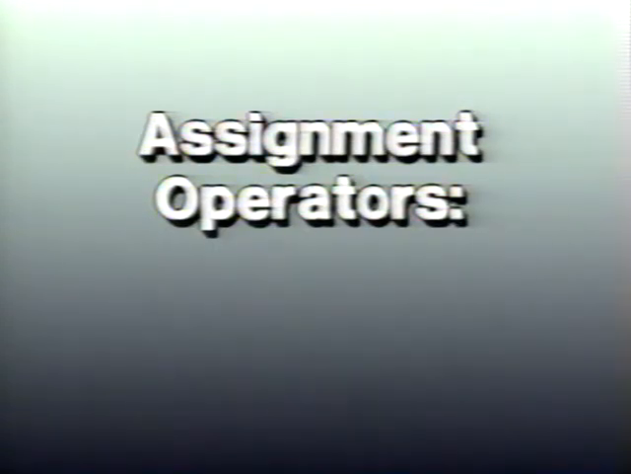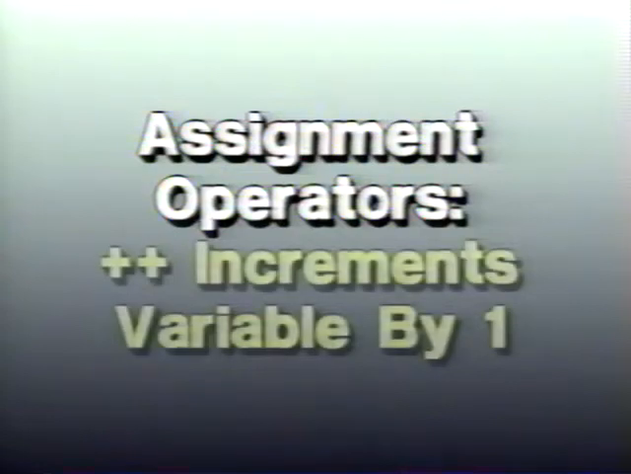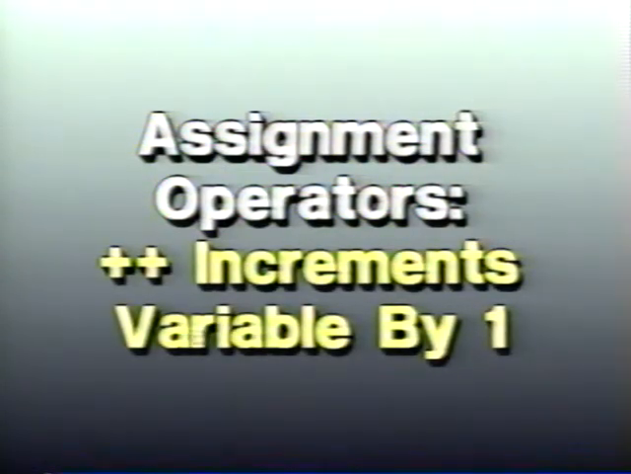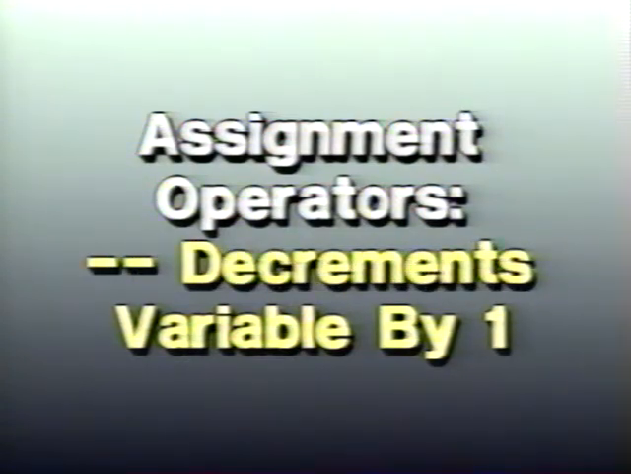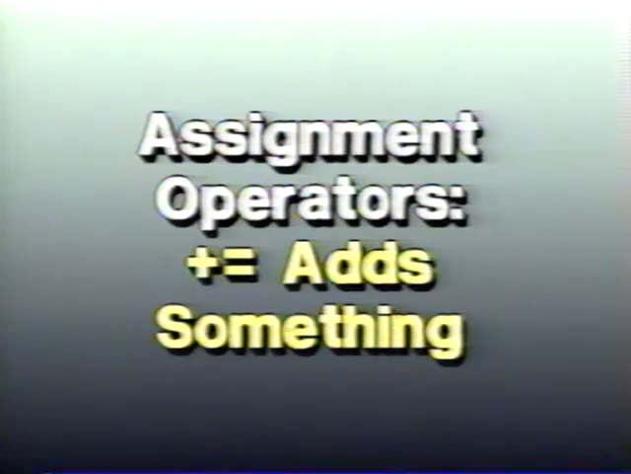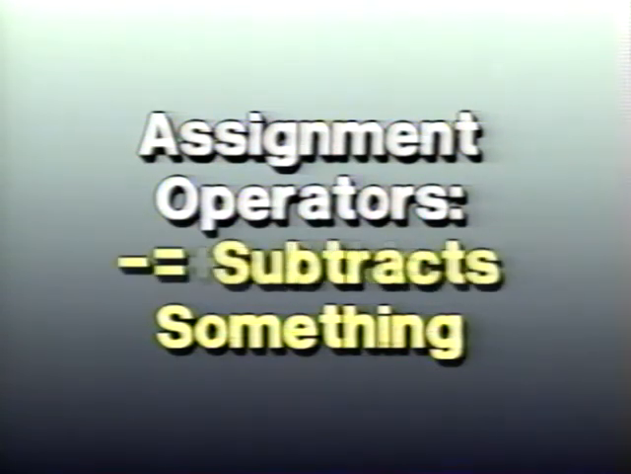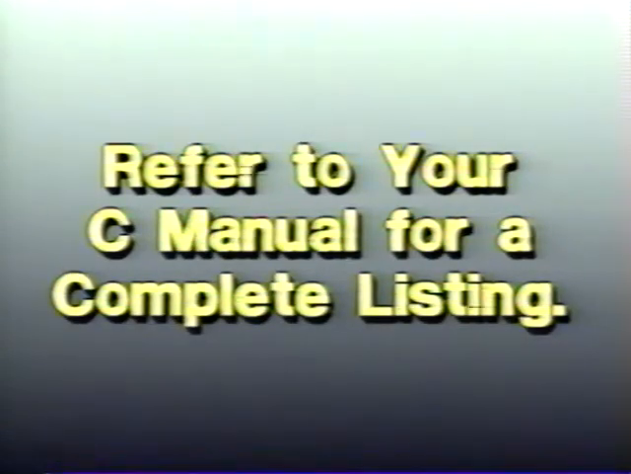There are several assignment operators in the C language. ++, which we used earlier, is used to increment the value of a variable by 1. There's also --, which is used to decrement the value of a variable by 1 or subtract 1 from a variable. There's +=, which is used to add something to a variable, -=, and so forth. There are several others. You can look in your C manual to see all of them. The most common are the ++ and the +=. Let's take a look at a program using some of these.